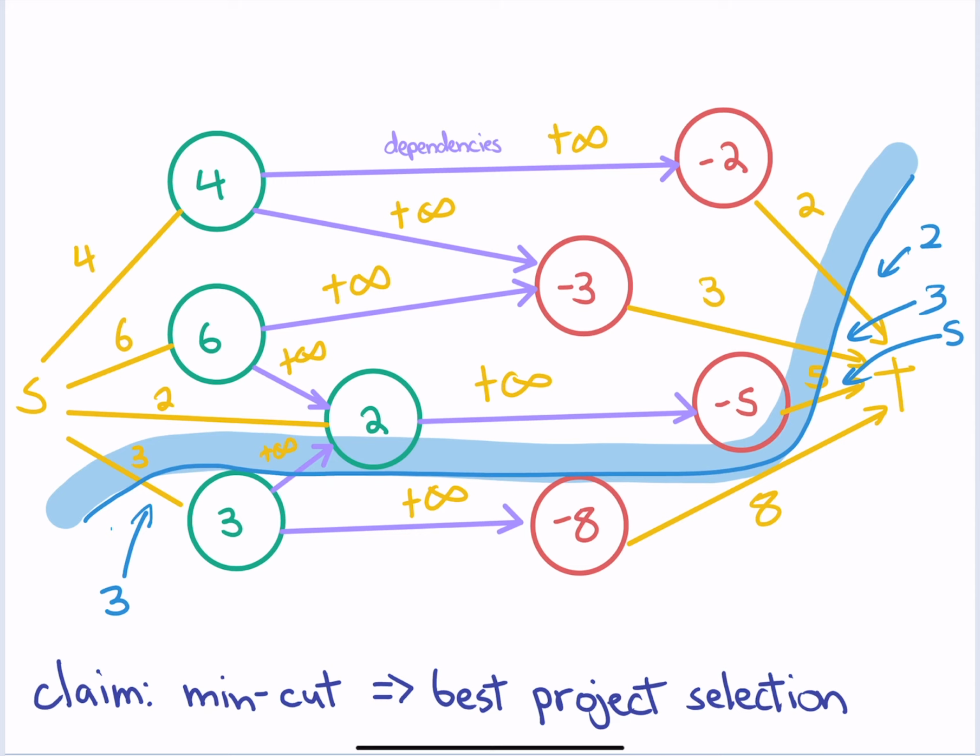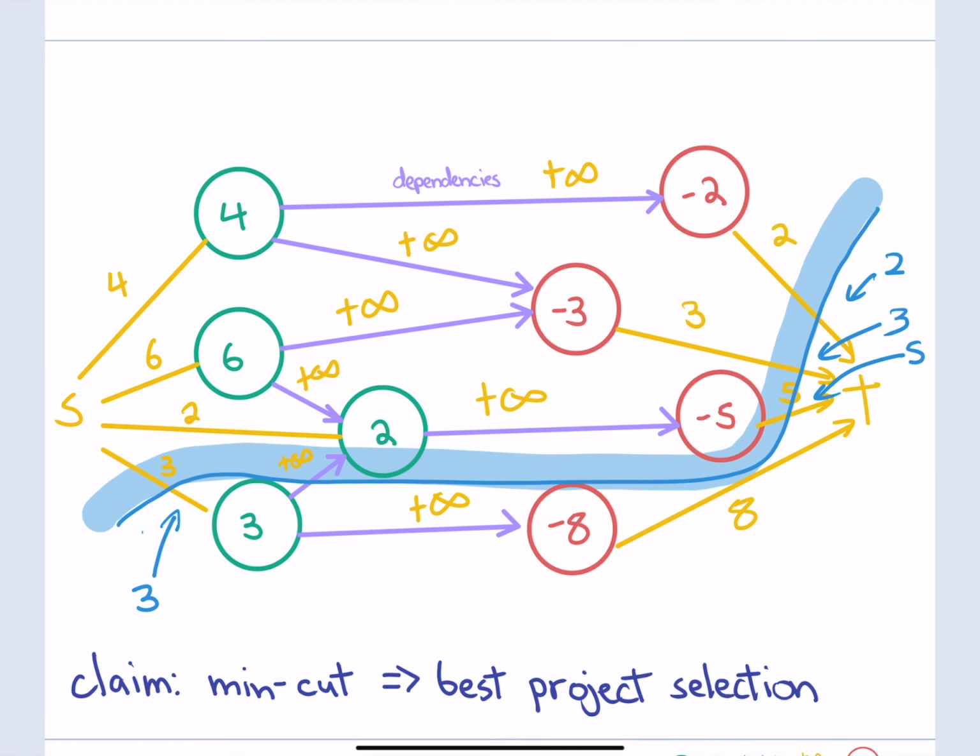But you also bring up another point. Once I chose the project of value 4 up on top, then I have to take all the dependencies. And I don't want to cut those edges because that'll be a cost of infinity and I'll just lose right away. Right? So by making the dependencies infinite capacity, the minimum ST cut will never want to cut those edges. And that'll force us to take all the dependencies.